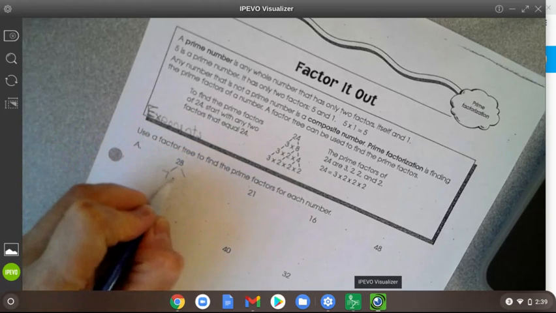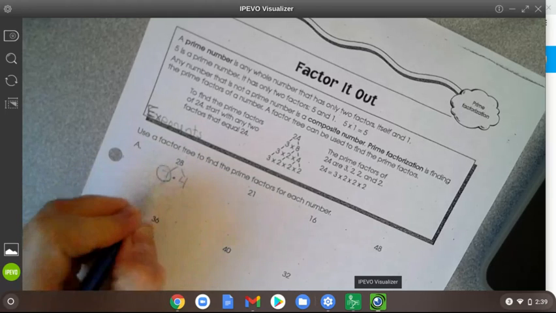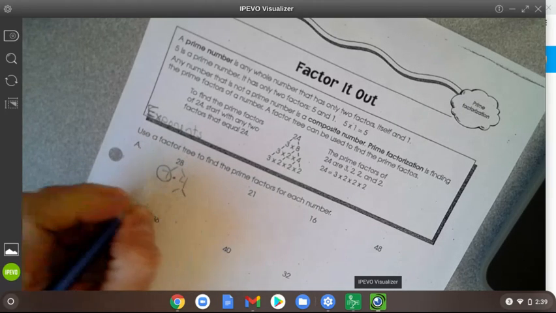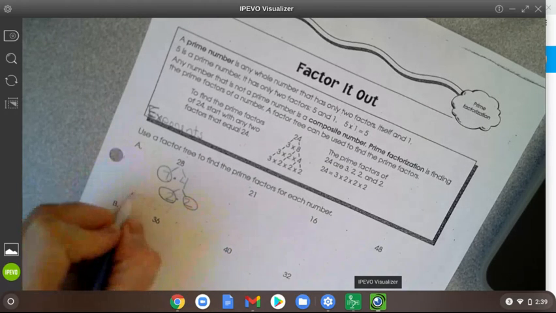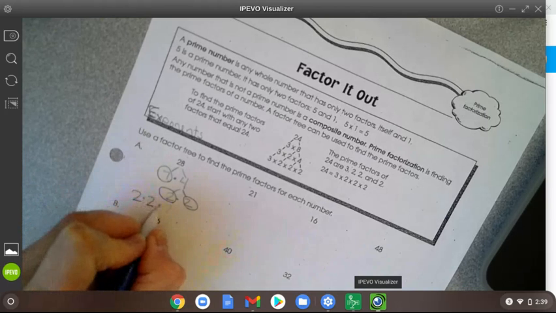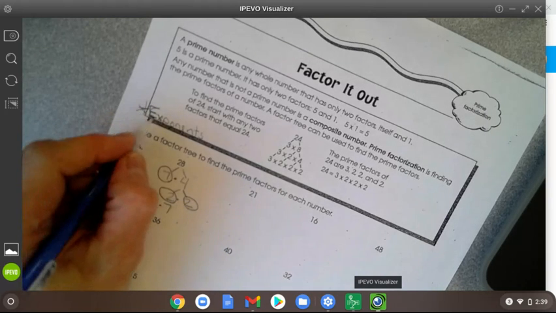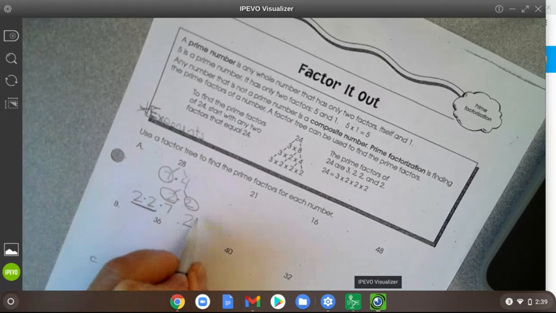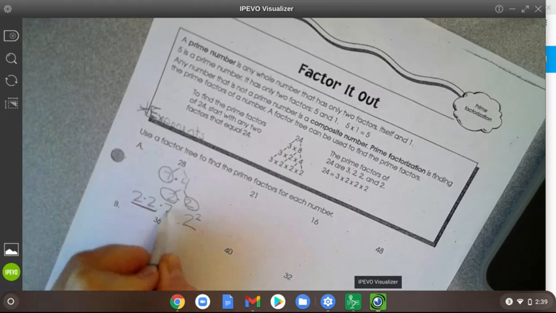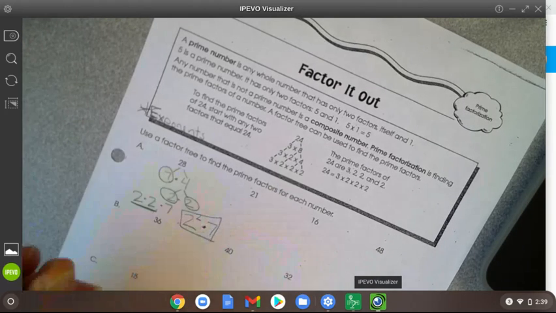7 times 4 is 28. 7 is prime, so I'm going to circle it. 4 is not, so I'm going to split it. And then 2 times 2 is 4. And those are prime, so I'm going to circle them. So my answer here would be 2 times 2 times 7. But I need to write it with exponents like we talked about. There are 2 2's, so I'm going to write 2 to the second power times 7. And my answer would look like that.